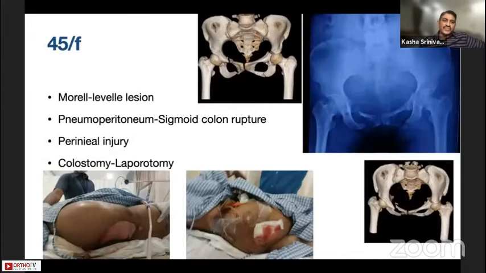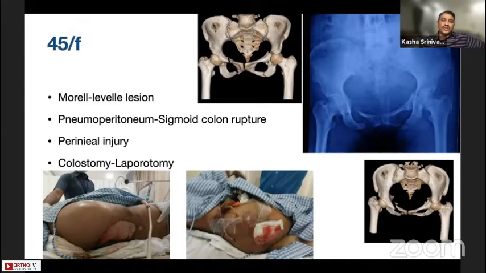So here is a 45-year-old lady with a Morel-Lavallée lesion, pneumoperitoneum, and presented in shock, like it was discussed. So resuscitated and then taken up, as there was a pneumoperitoneum, sigmoid colon rupture, emergency laparotomy was done, and there was an anterior incision already.